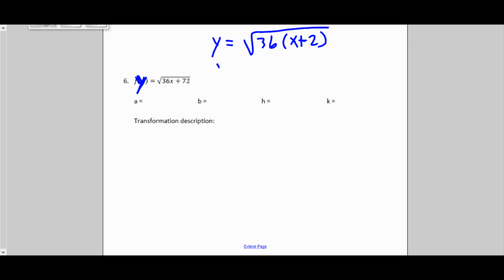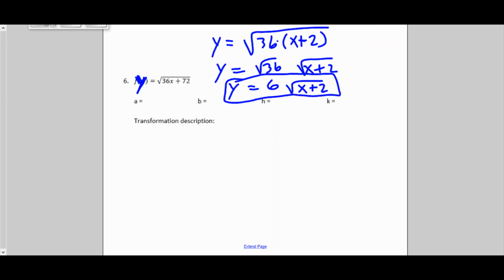And now apply your product property. I'm multiplying these two, so I could take this as the square root of 36 times the square root of x plus 2. The square root of 36 is 6, and the square root of x plus 2 we're just going to leave as the square root of x plus 2.